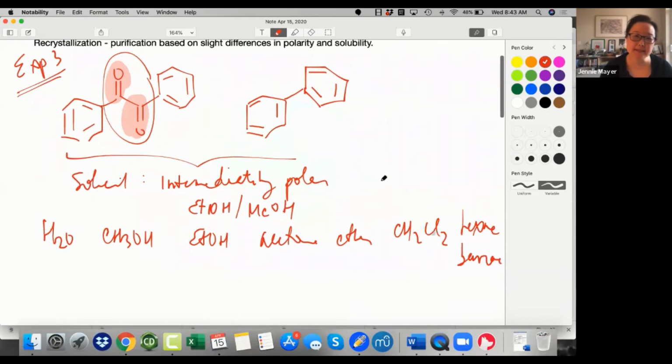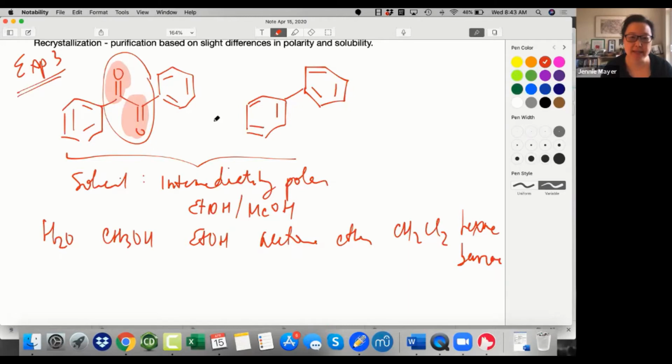So the idea in recrystallization is you don't want to be out on the edges because you probably won't dissolve these at all in water, but they dissolve too much in these solvents. And so that's an idea that you learned in experiment 3, that you want to stick somewhere in the middle so that when it's hot, it dissolves both of these really well.